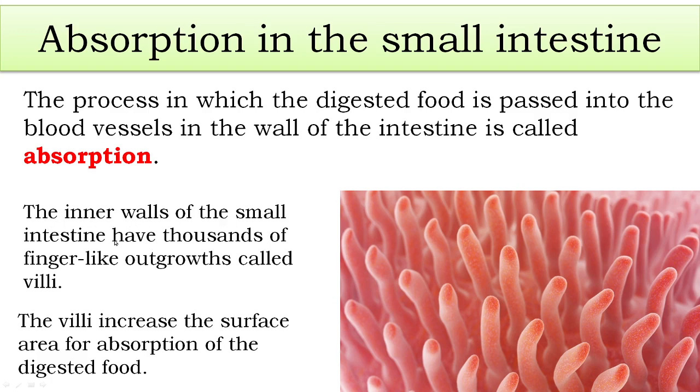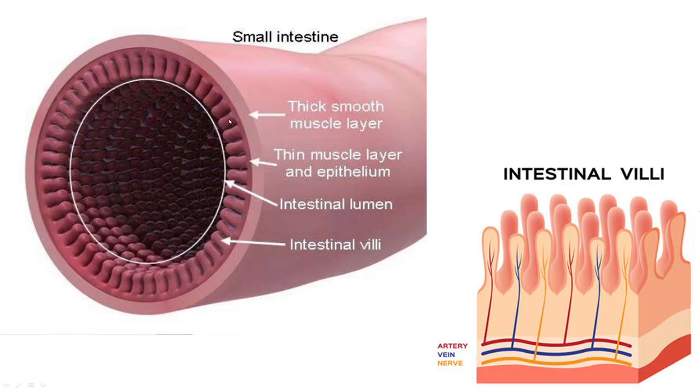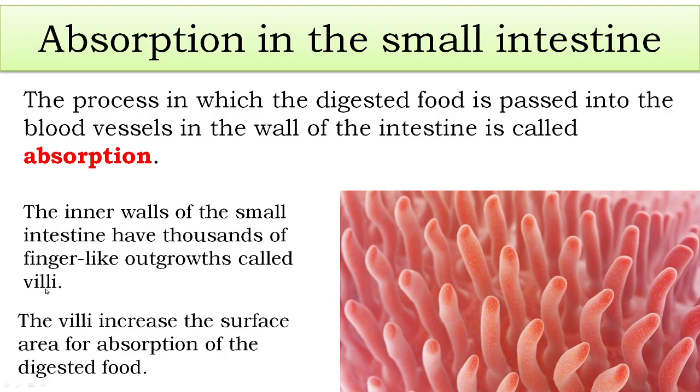The inner walls of the small intestine have got thousands of finger-like outgrowths called villi. These finger-like structures are very small and are called villi. Villi increase the surface area, right? The villi increase the surface area for absorption of the digested food.